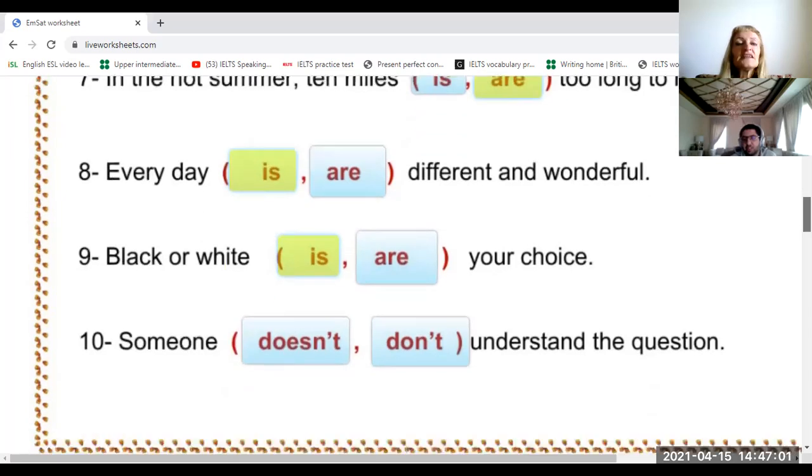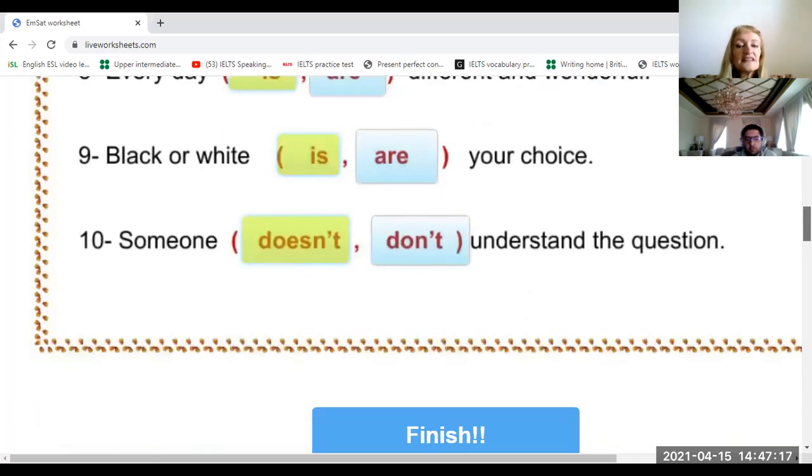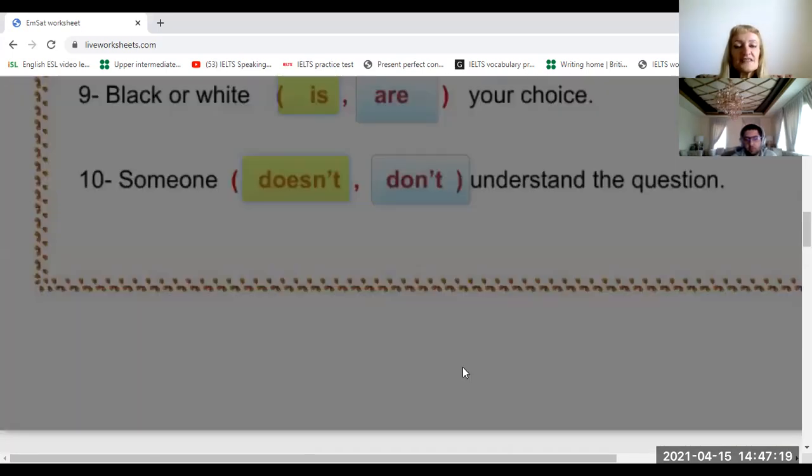Yeah. So now we're going to number 10. Someone doesn't, yeah. If someone doesn't understand the question. Good. And let's press finish.